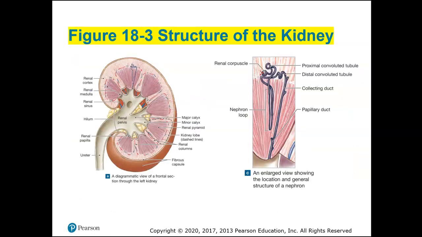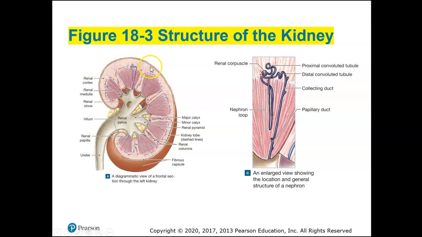And here is the structure of the kidney. If you do the kidney in cross section, first of all, it's covered by a fibrous capsule for protection. And then the outer layer that's kind of light colored is called the renal cortex. And all those striations or stripes are made by the nephrons that begin in the cortex, and some extend deep into the medulla. In the medulla, you find these pyramids, renal pyramids.